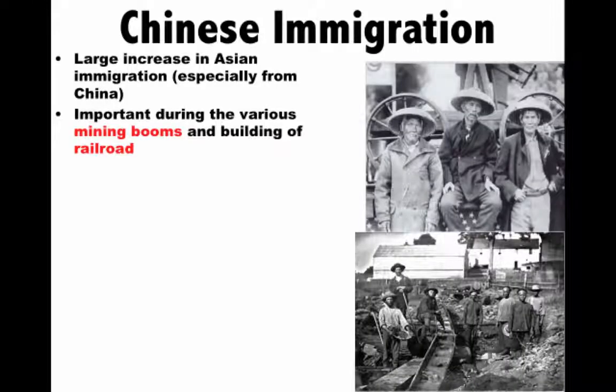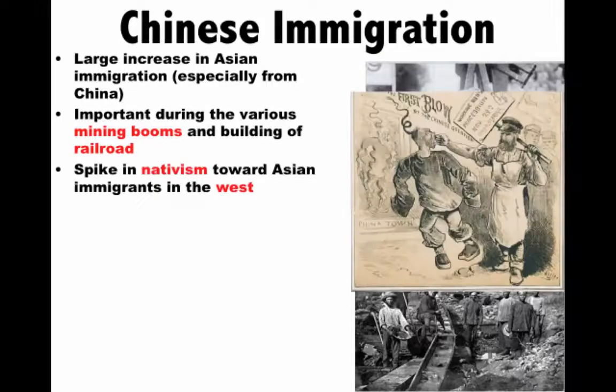One other thing that's happening during this time period, kind of outside of Reconstruction, is a large increase in Asian immigration, especially from China. And Chinese immigrants, especially Chinese men, are going to play a huge role in the mining booms. You can see Chinese miners in that bottom photo, and in the building of the railroads. And after those economic boom and bust cycles take place, Chinese immigrants are going to spread out throughout the West, but there's going to be a spike in nativism towards Asian immigrants, especially in the West where their populations were larger.